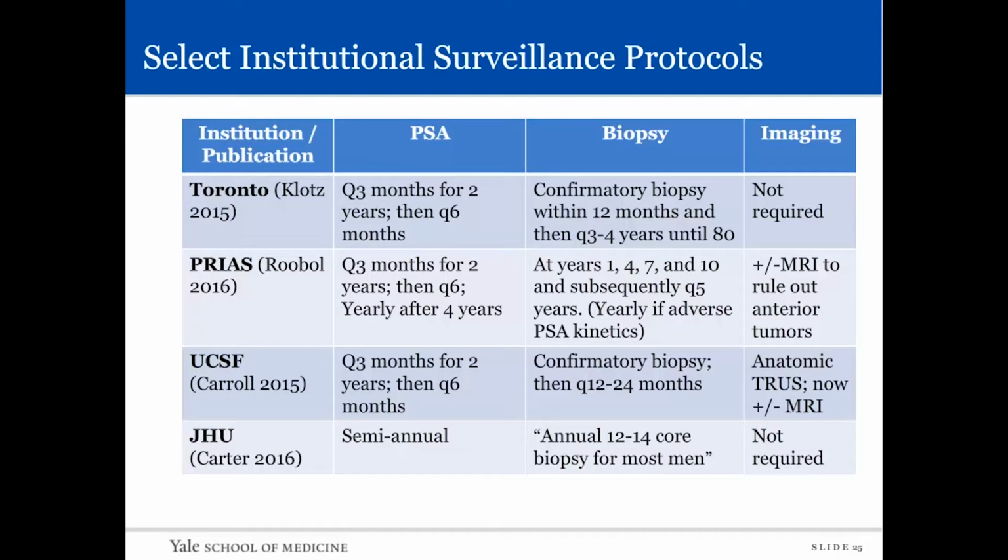The use of imaging also quite variable. In the Prius protocol, MRI is sort of a plus or minus recommendation to rule out anterior tumors. At UCSF, all patients were now routinely undergoing prospective evaluation with multiparametric MRI. And in the Hopkins cohort, MRI is not explicitly required for inclusion.